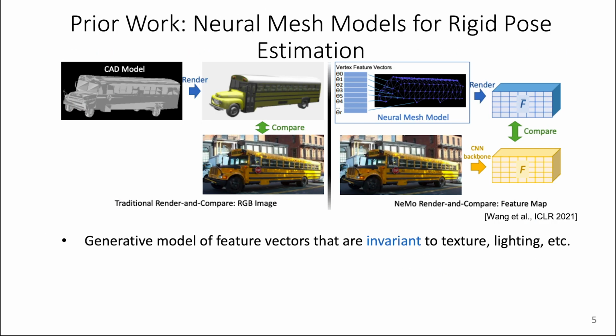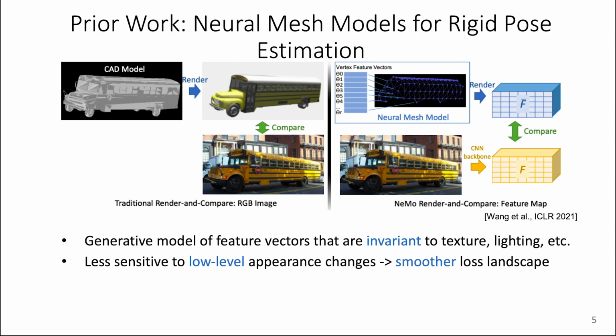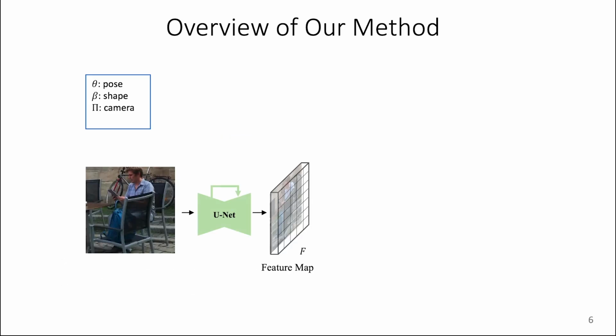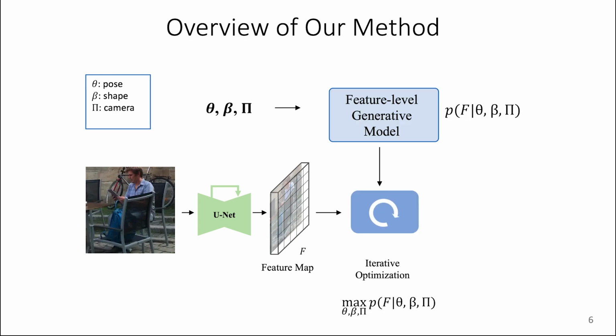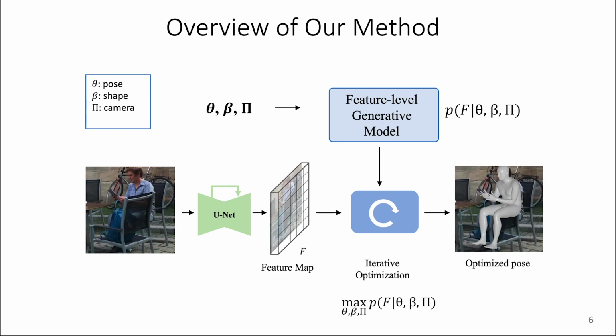Our work shares the idea of feature-level render and compare, which is less sensitive to low-level appearance changes, thus has a smoother loss landscape and can be made robust to occlusion. Given an input image, we extract the feature map using a U-net. Our feature-level generative model takes initial estimates of pose, shape and camera parameters and maximizes the likelihood of the input feature map to obtain the final prediction.